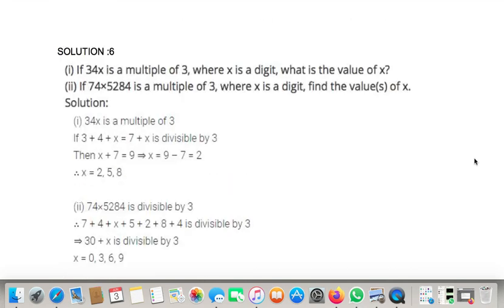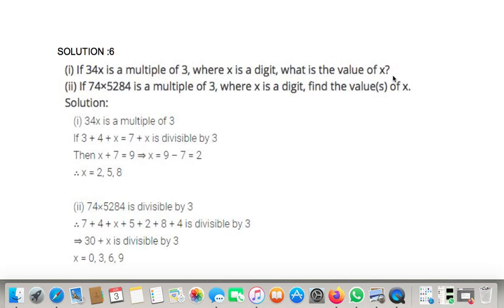This is classwork. Okay. This I am explaining to you right now. So see what the question says. If 34x is a multiple of 3. Multiple of 3 means it comes in the table of 3. X is what? A single digit number. So if 34x, 340 is like that, there is a digit. So if 34x is a multiple of 3, that means it comes in the table of 3, where x is a single digit.